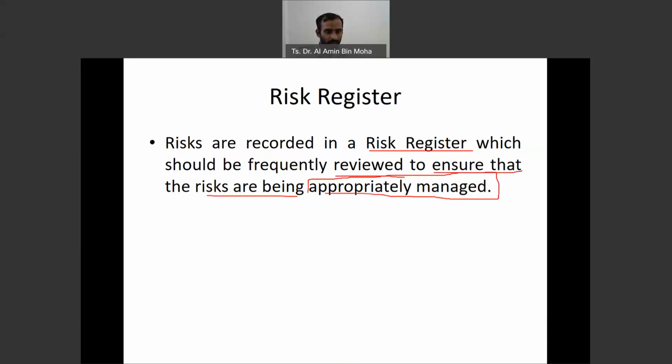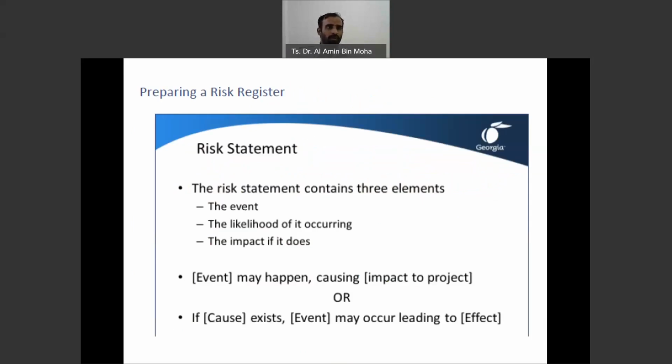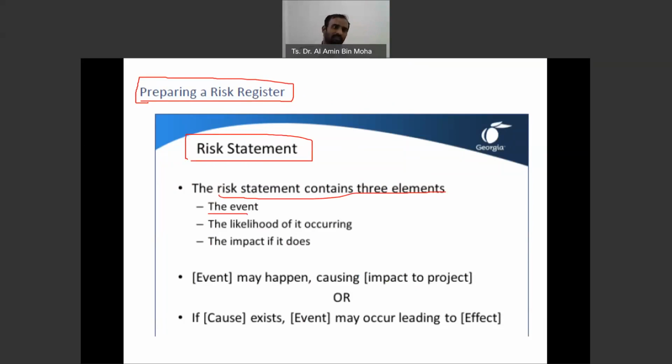Okay, fine. So in preparing the risk register, you need to have some description. You should have your risk statement, which means what are the risks that you are going to explain there. So it is given here, the risk statement contains three elements. The event, what the event of the risk is, the likelihood of it occurring, so the probability of that risk to happen, and the impact. What's the impact if it happened?